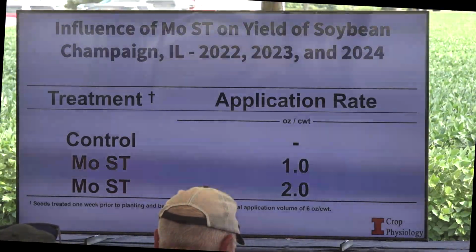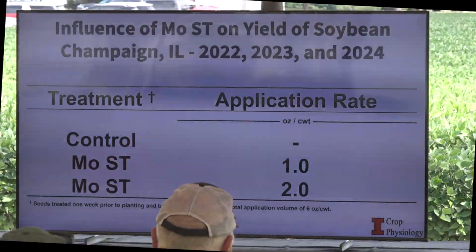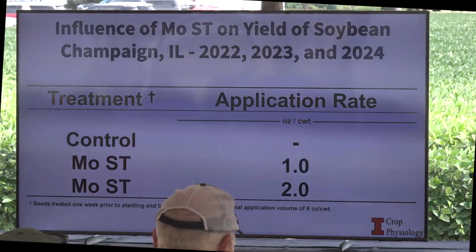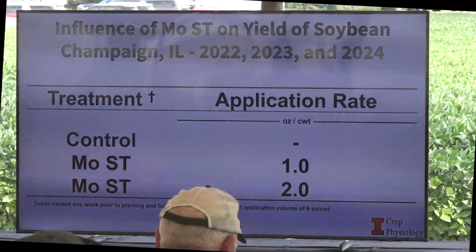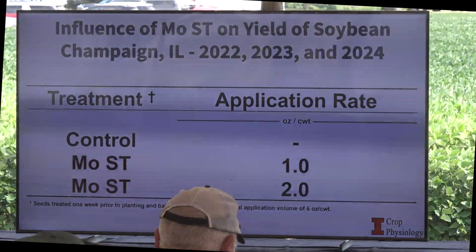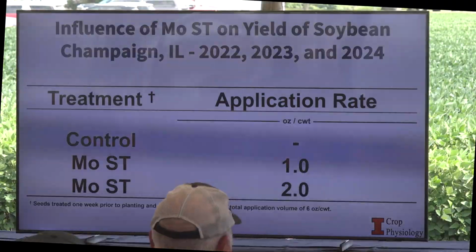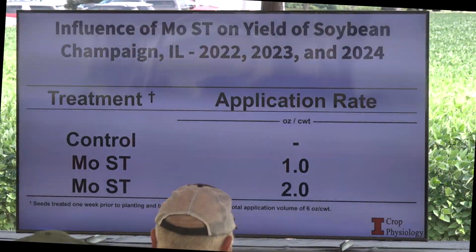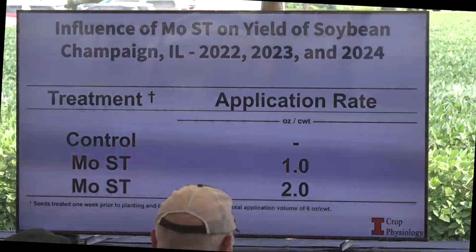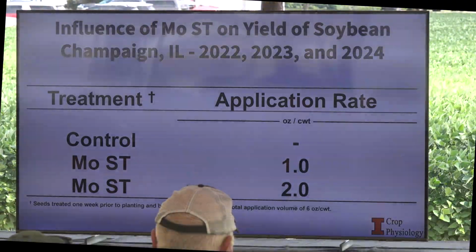And for all of these results I'm going to show you here, consider that we used seeds that were pre-treated with the standard package, okay? The molybdenum was just added as a second seed treatment, I would say like that.